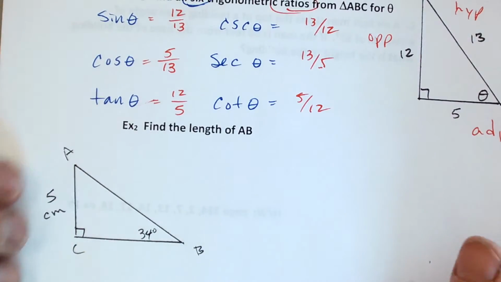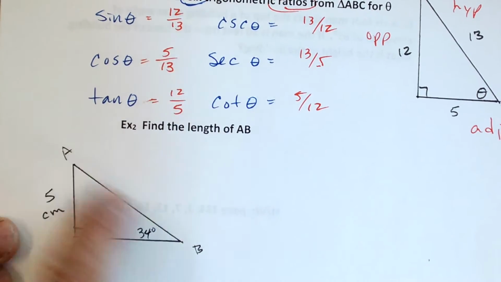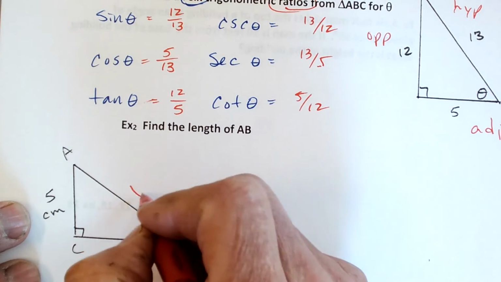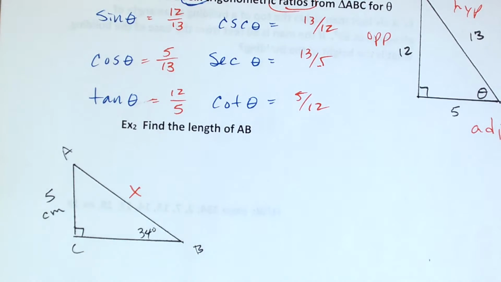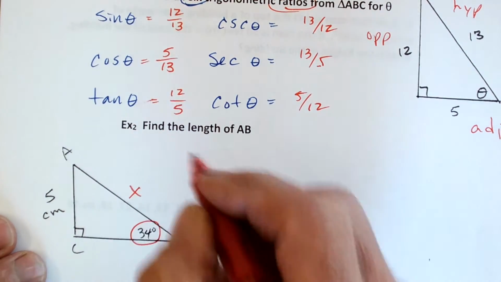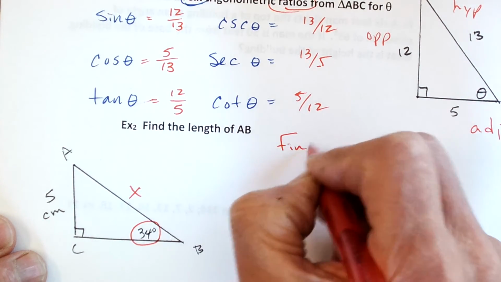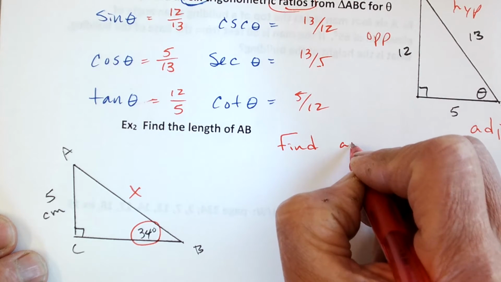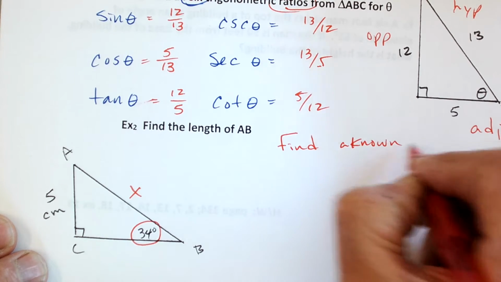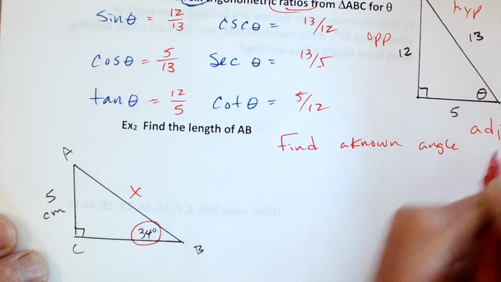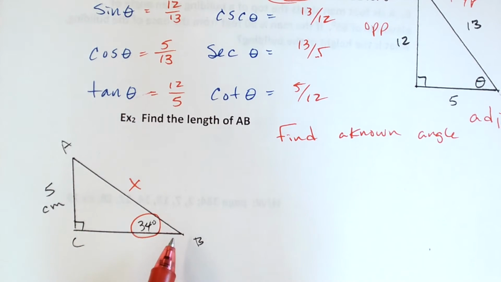So if I want to find the length of AB, let's just call it X for now. You guys okay with X? You can call it AB if you want to. If I'm going to solve for a right triangle, the first thing I have to do is find a known angle. First thing I'm going to do is find a known angle.